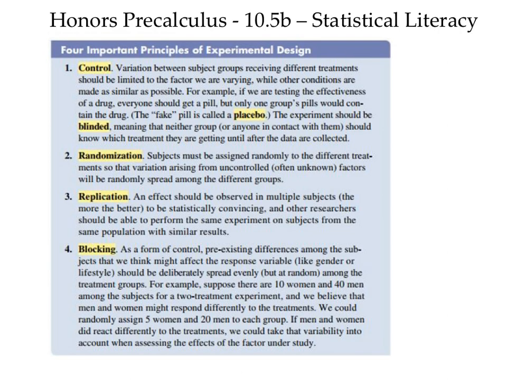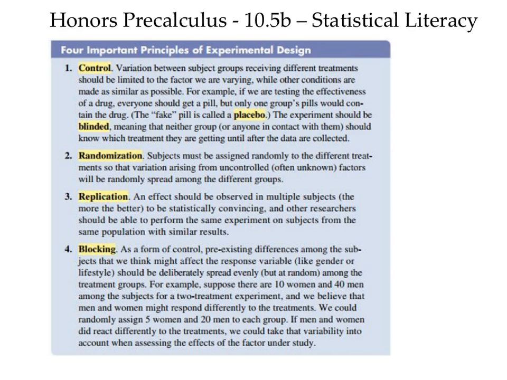Number 1, control. Variation between subject groups receiving different treatments should be limited to the factor we're varying, while other conditions are made as similar as possible. For example, if we're testing the effectiveness of a drug, everyone should get a pill, but only one group's pills would contain the drug. The fake pill is called a placebo. The experiment should be blinded. Neither the group nor anyone who has contact with them should know which treatment they are getting until after the data are collected. If the experimenter also doesn't know, that's called a double blind.